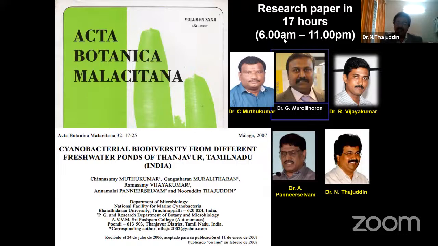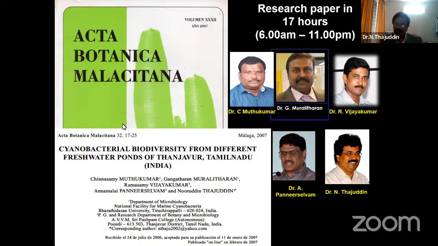Then by combining these two data sets and making some statistical analysis, we submitted the paper to Acta Botanica Malacitana at 11 p.m. So we started at 6 a.m., and at 11 p.m. we submitted the paper. Not even 24 hours, within 17 hours, we planned very perfectly and developed a paper and submitted it to a Spain-based journal. Luckily, the editor of the journal is a botanist. Knowing the importance of our one-day research, he himself reviewed it, and the next day he published it online. Later on, he sent the hard copy of this journal also.